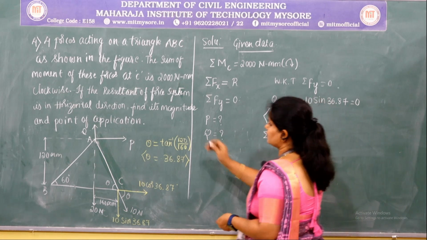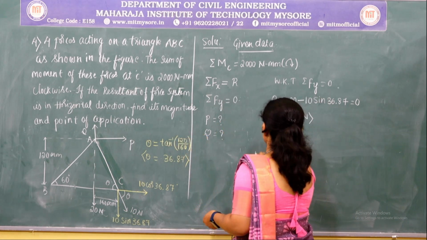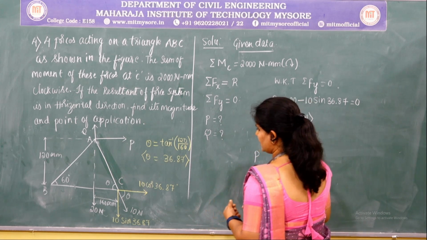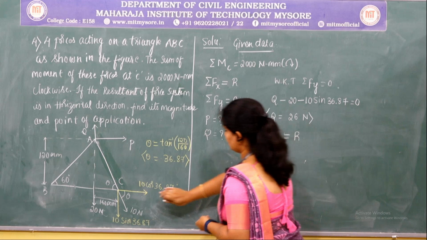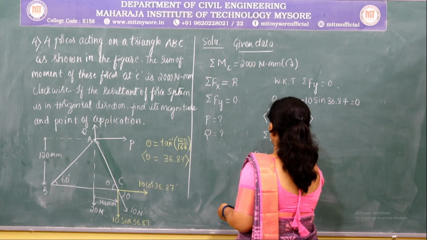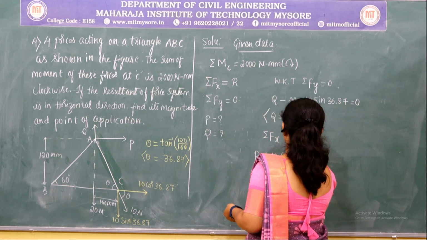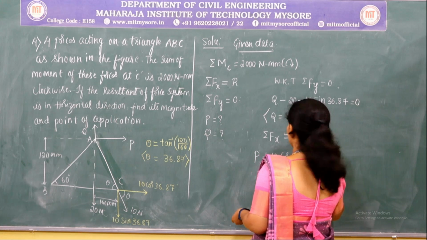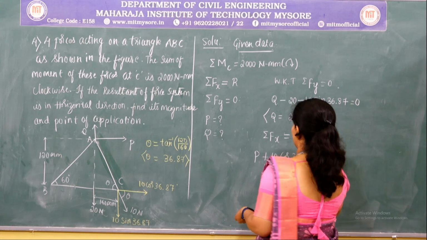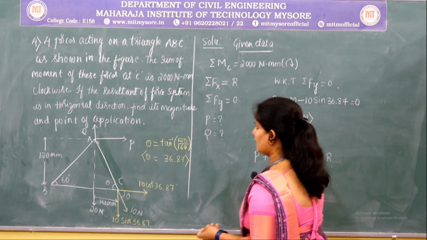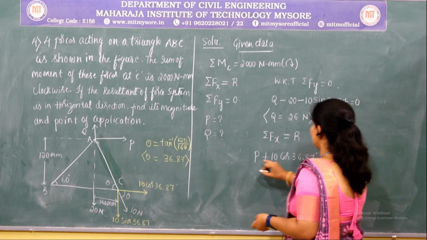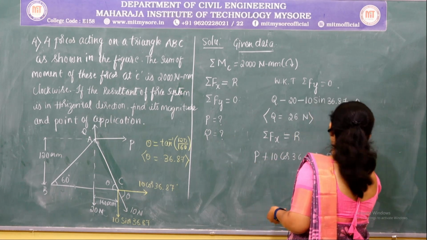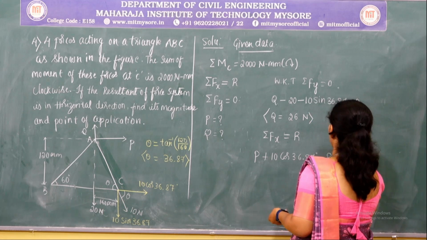Next, let us consider the second equation, summation of Fx is equal to R. Now we shall consider all the horizontal forces. At A there is a horizontal force P. Next, the horizontal component of this 10 Newton force, that is 10 cos 36.87, is equal to R. Again in this case I do not know the value of P as well as R. So let us keep this as equation 1.